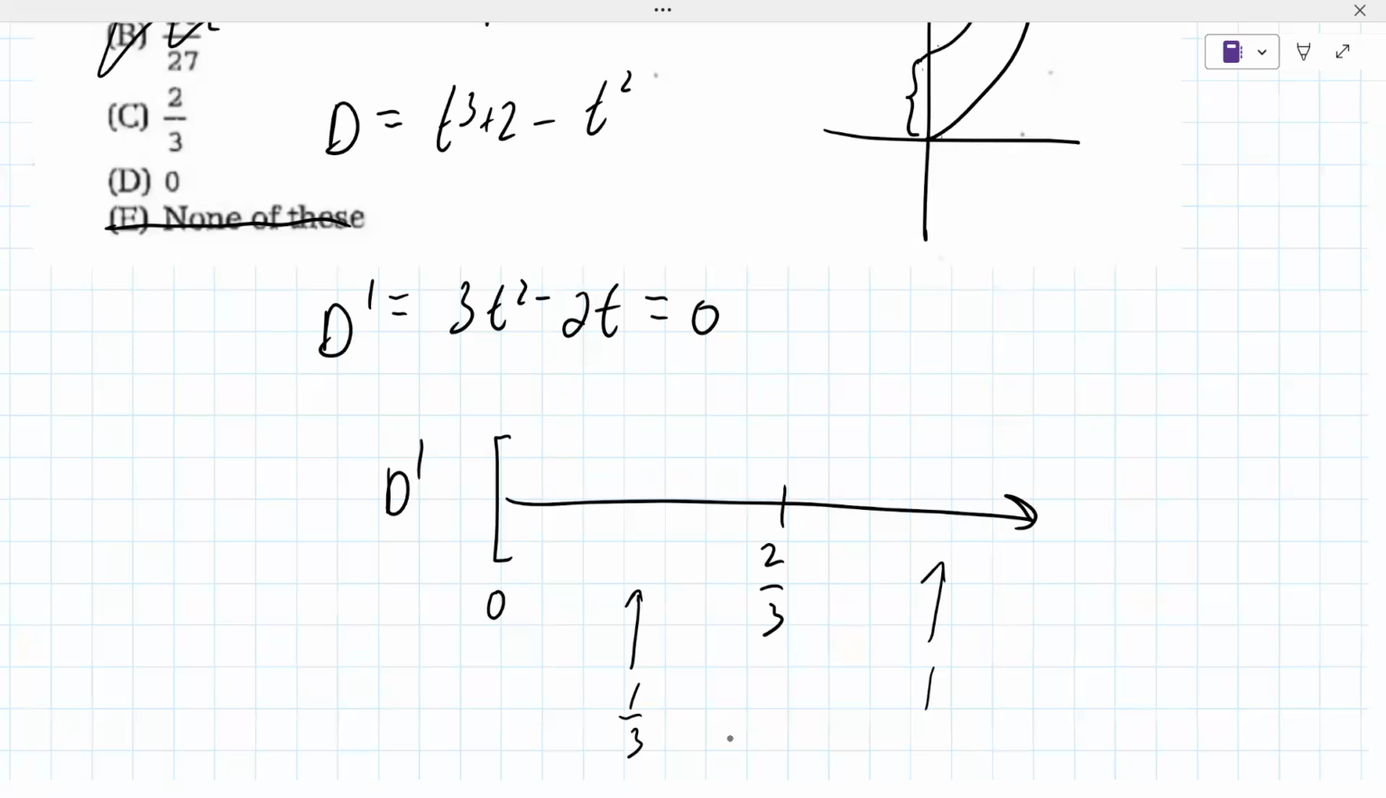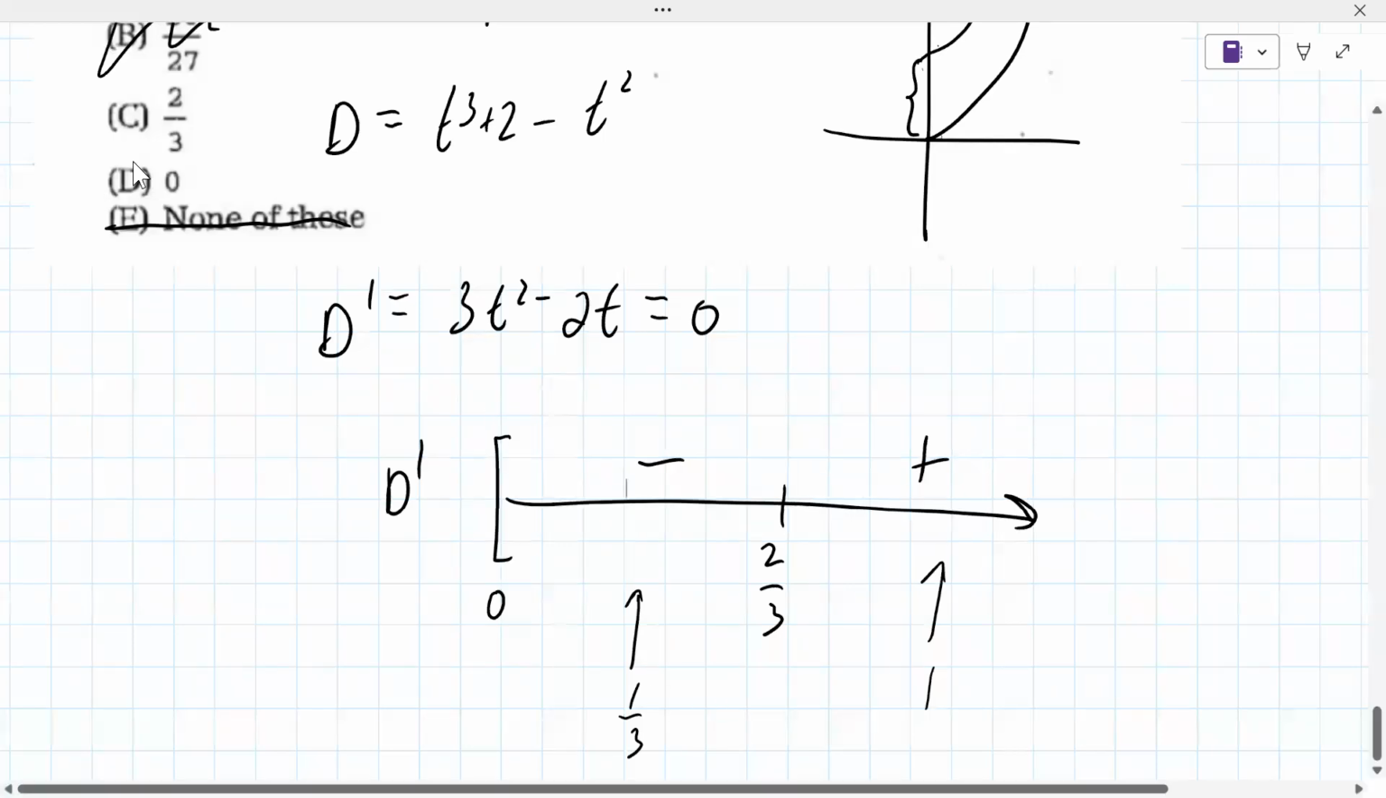1/3 would be negative, right? It would be. And then 1 would be positive. So is that a minimum there? Yeah. There you go. There's your answer.